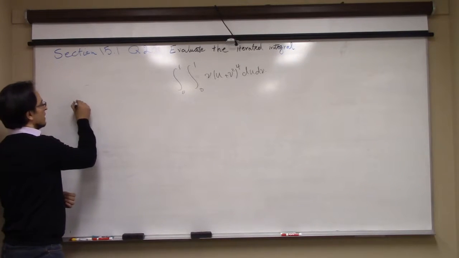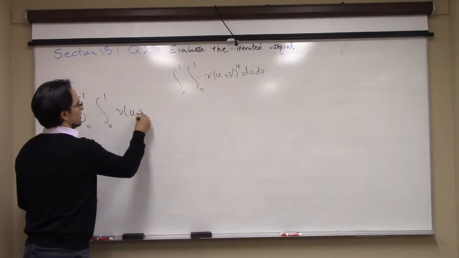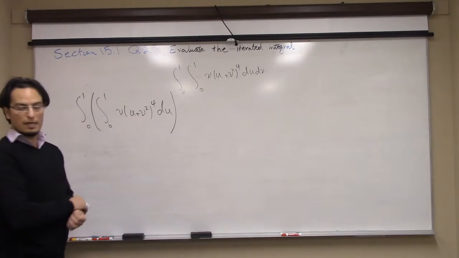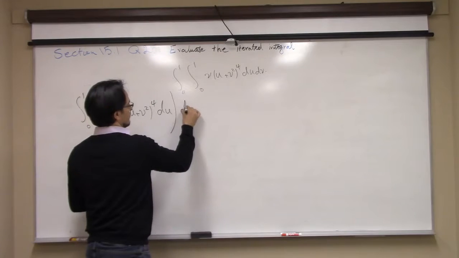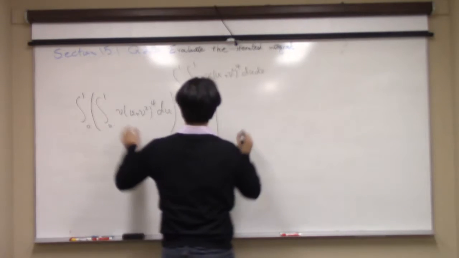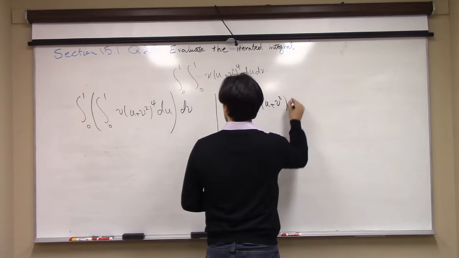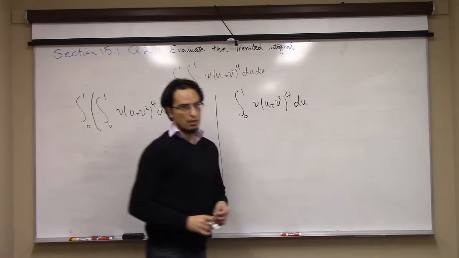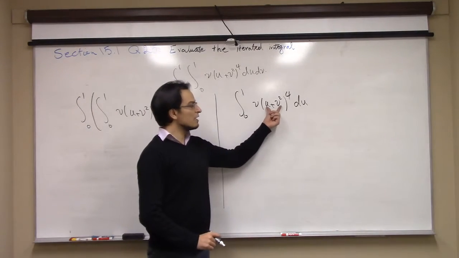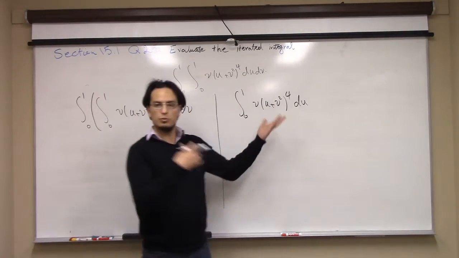So in this case, the inner one is this guy, and then the result would be a function of v, and then integrate with respect to v. Okay, let me do this separately. Integral 0 to 1 of v times (u plus v squared) to the power 4 du. Something you have to remember is that when you integrate with respect to u, the other variable, which is v, you just consider it as a constant. It's just like 1, 2, something like that.